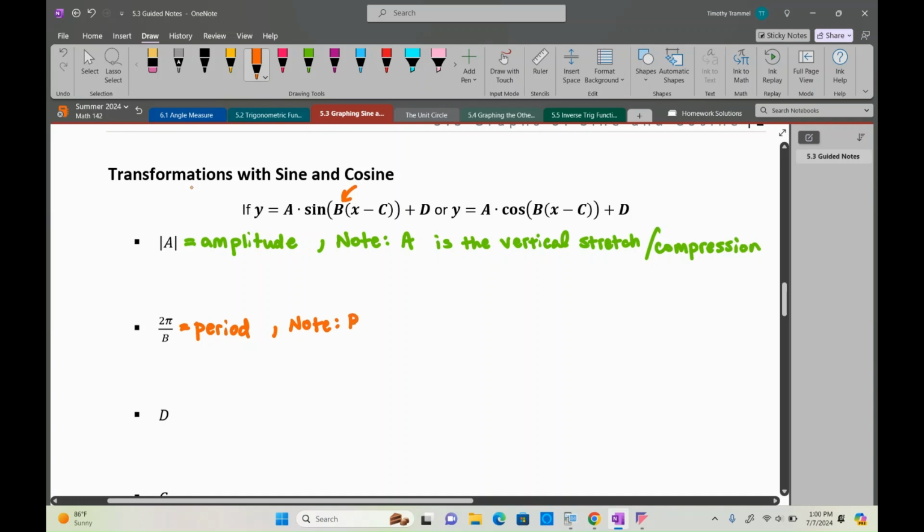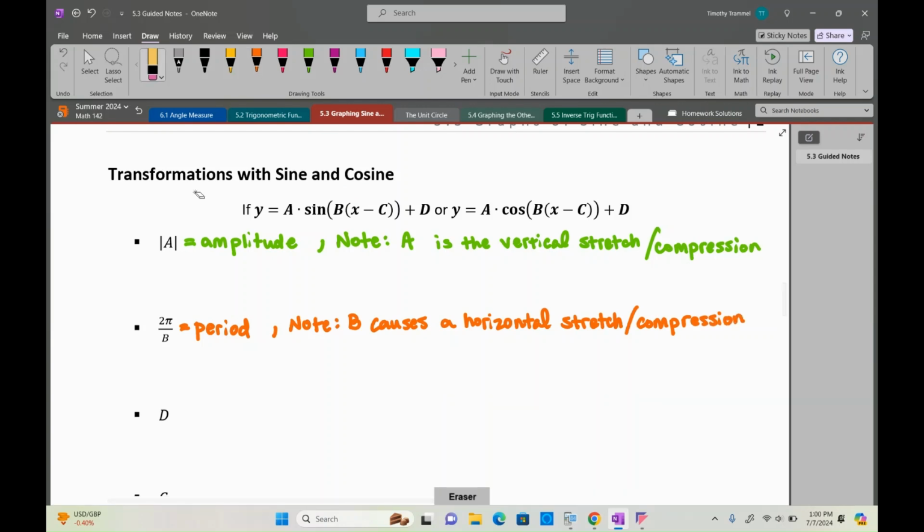So again, while this does give us our period, the note here would be that B causes a horizontal stretch or compression. And that's why, again, it's affecting the period.